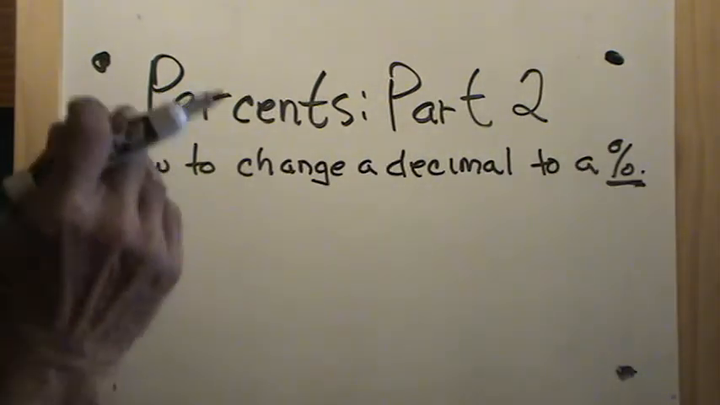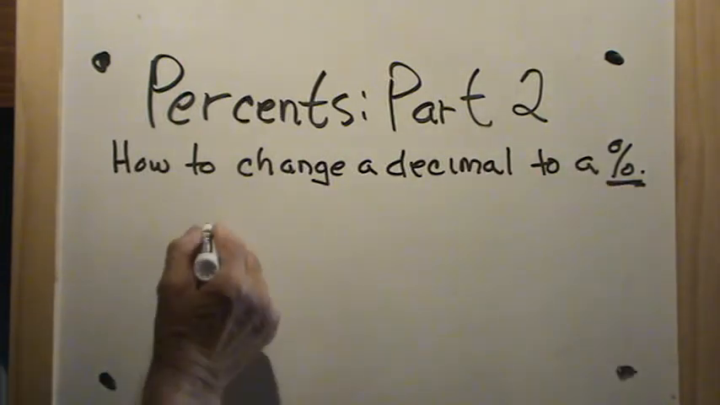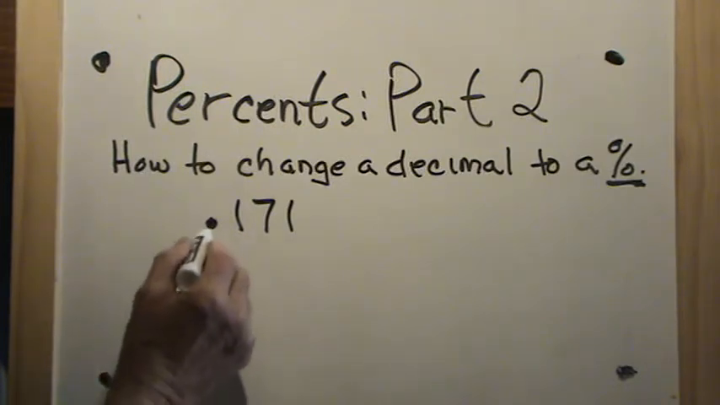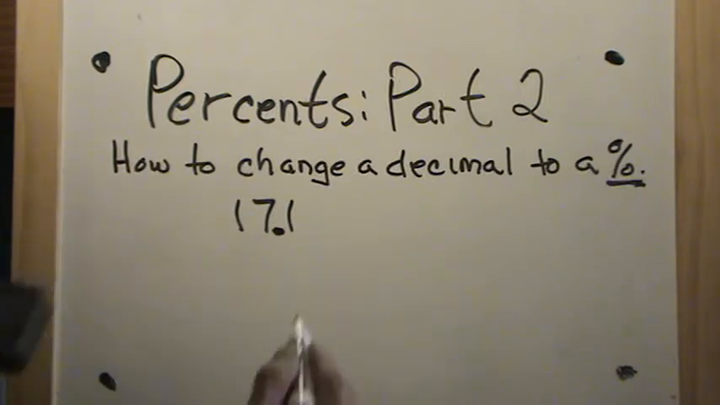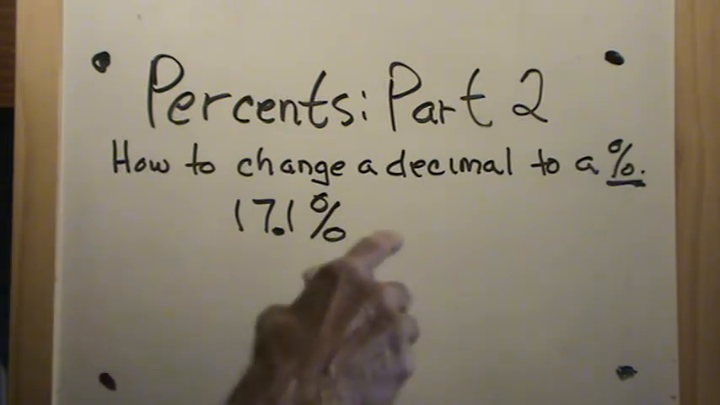So again, to review, to change any decimal to a percent, you move the decimal two places to the right, 1, 2, and put the percent sign. Okay, so when we come back, then we will have percents part 3, and it'll be examples that I will put up on the board for you to work. Great, thank you. This is an easy skill here. Just always move it two places to the right.